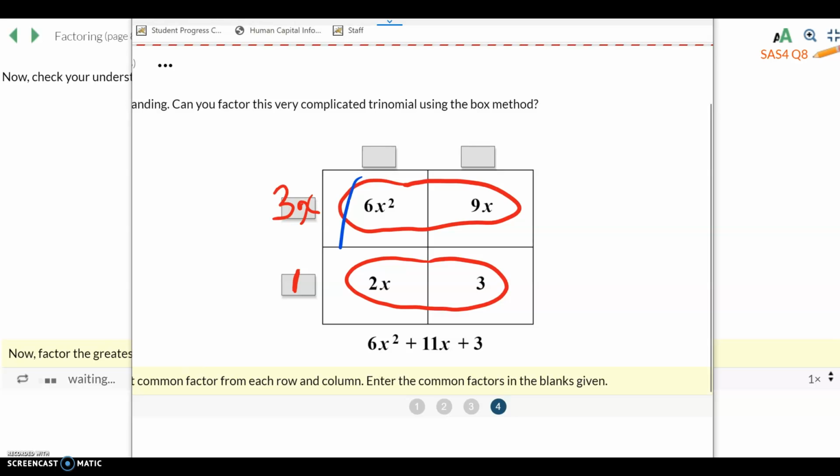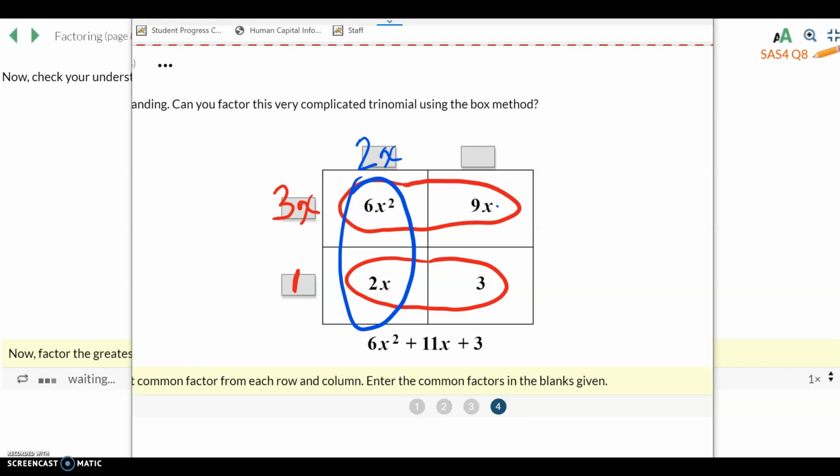I'm going to be looking at these two right here. I have 6x squared and 2x. This one has x to the second, and this has x, so I know that I can take x. This one has a 6 and this one has a 2. What do they have in common? The only thing is they both have a factor of 2, so I'm going to put that there.